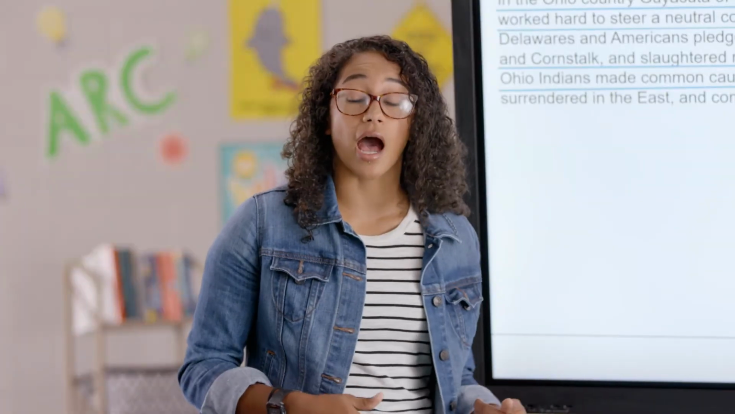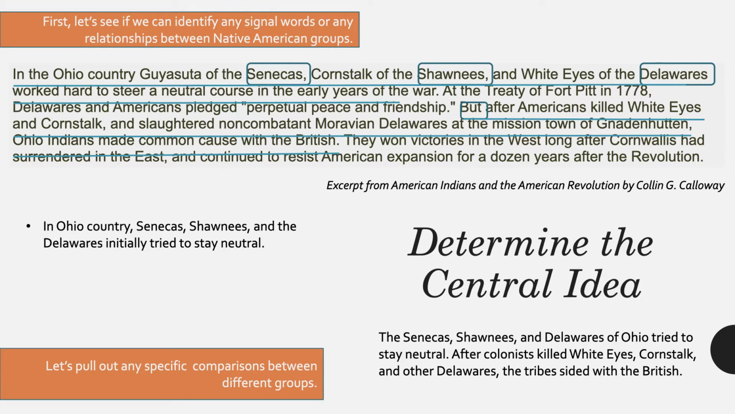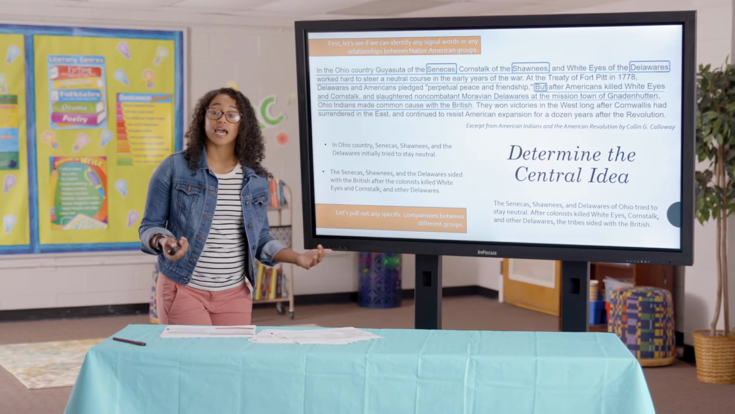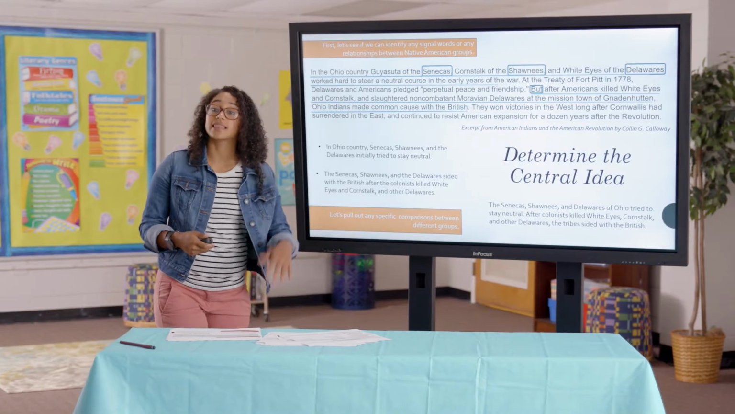So we can go ahead and pull out what we'll put in our chart. In Ohio country, Senecas, Shawnees, and the Delawares initially tried to stay neutral, but then they decided to side with the British after the colonists killed White Eyes and Cornstalk and other Delawares. So we're going to go ahead and add that to our chart.